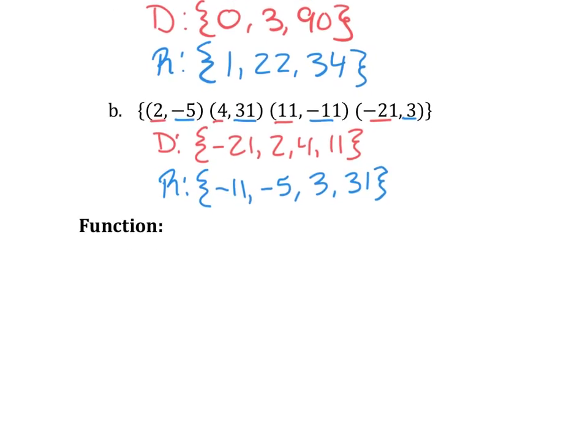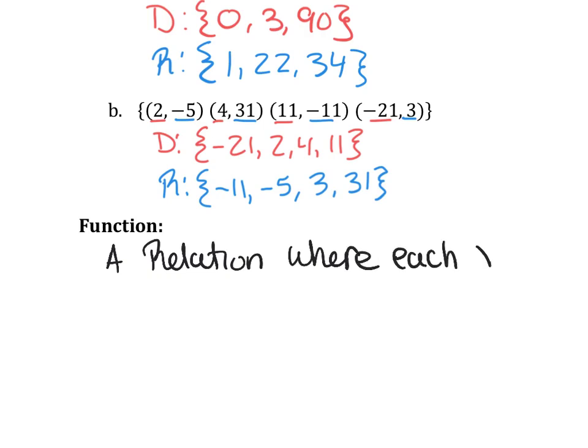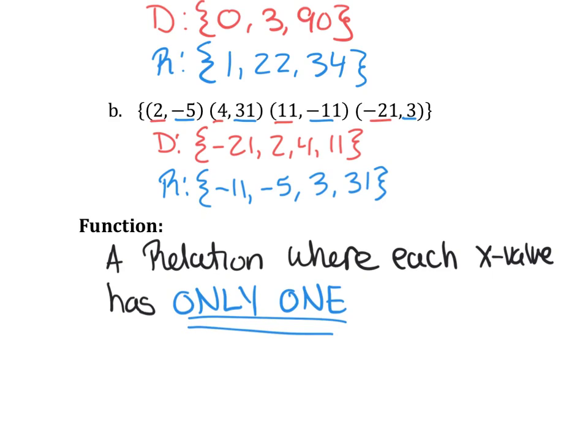Okay, so now specifically a type of relation is a function. So this is a relation where each x value has only one y value. So that means we can't have an x value that takes us to two different y's. Every x value can only have one y value that it's matched with.